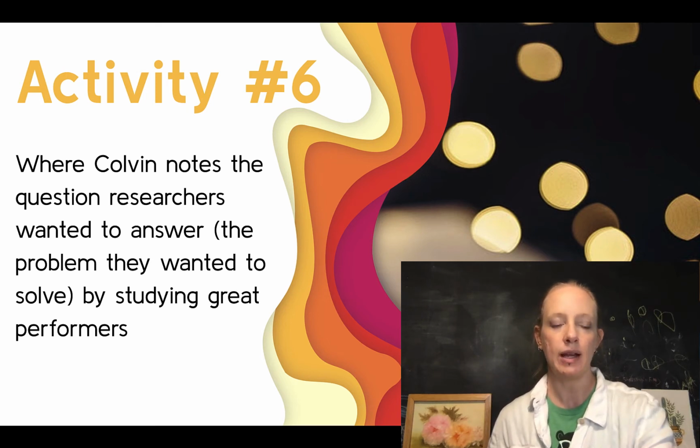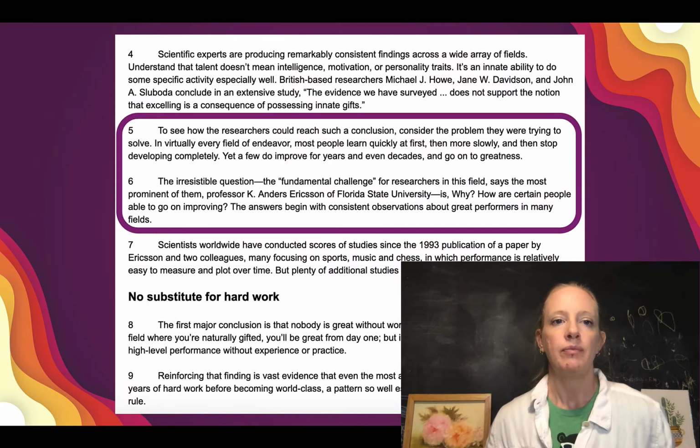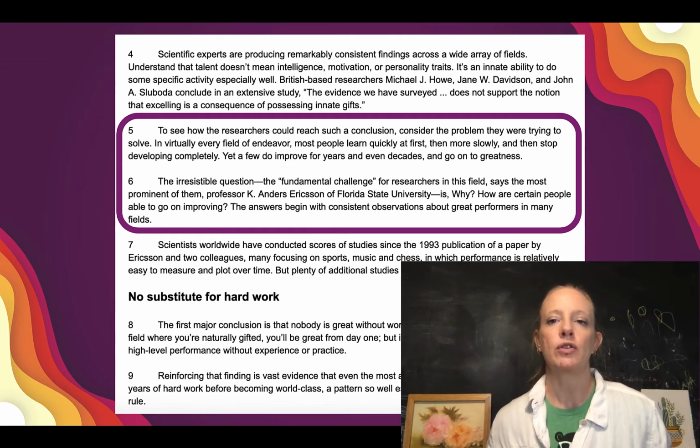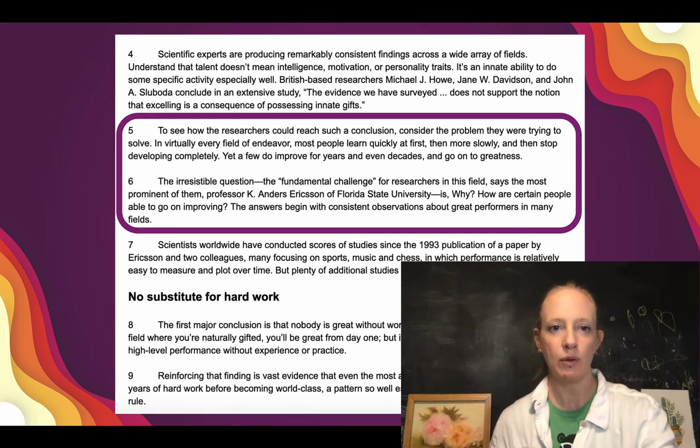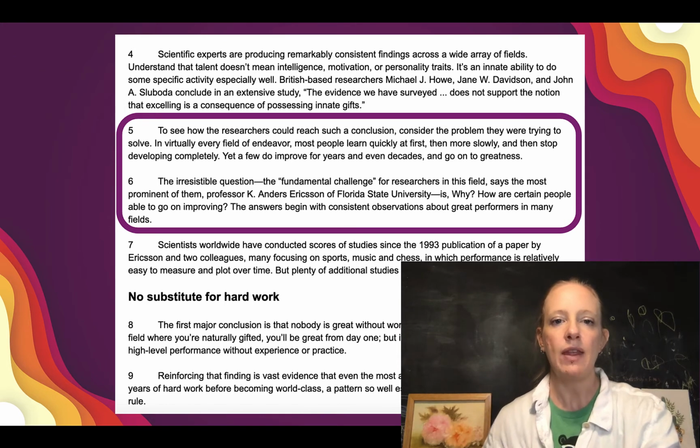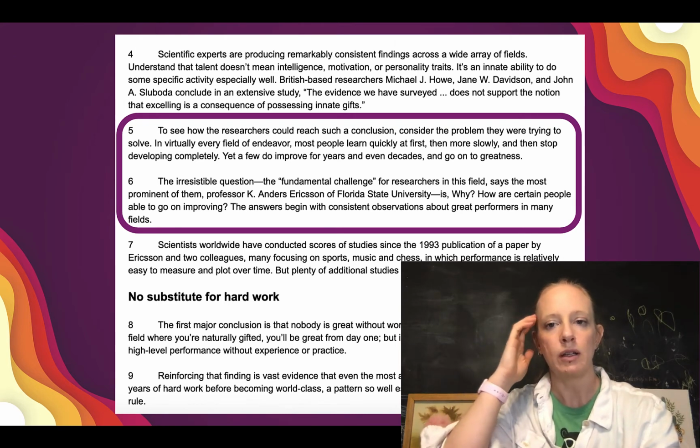Next, we're going to look at what question researchers wanted to answer or what problem they wanted to solve by studying these great performers. To see that, we need to look at paragraph 5, and you can see how researchers reached such a conclusion. Consider the problem they were trying to solve. Now, you always look for the language in the question if you're looking for a piece in the article. So what problem were they trying to solve? Look for that exact language. You find it in paragraph 5. And then it goes into paragraph 6, which is the question: the challenge for researchers is, how do some people go on improving and why?